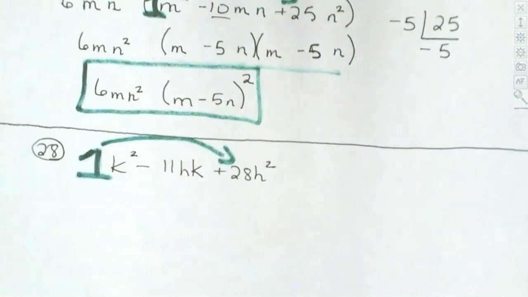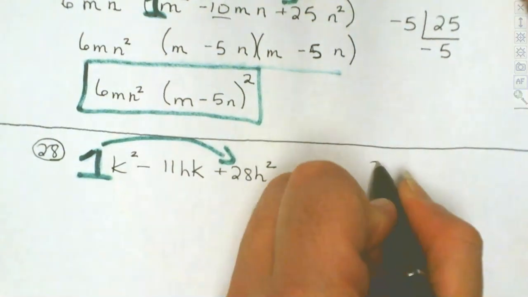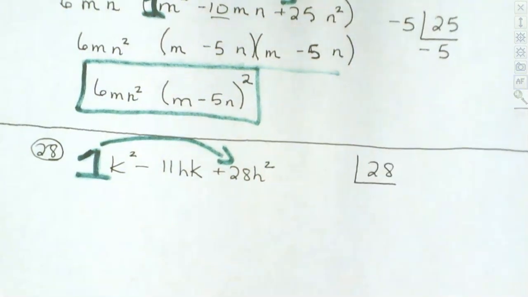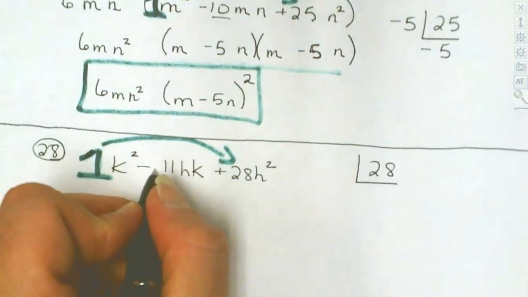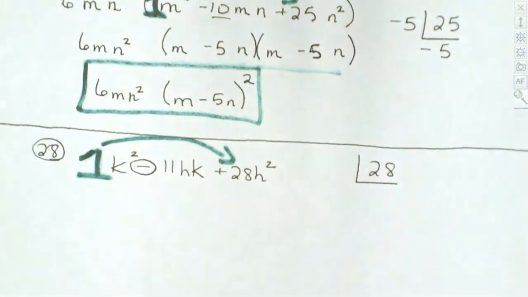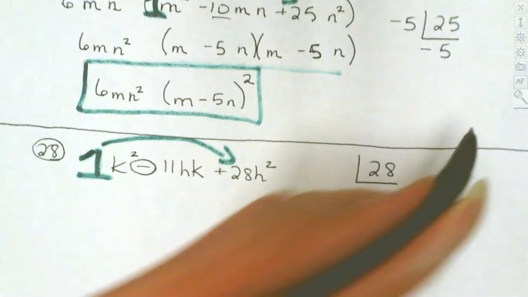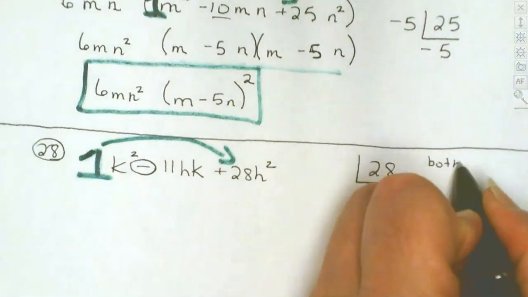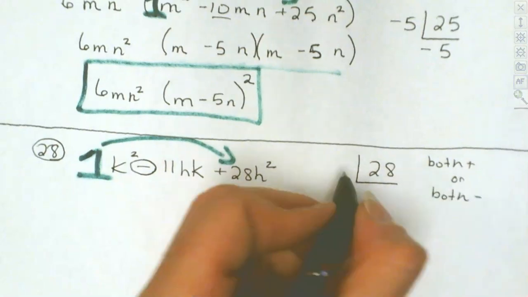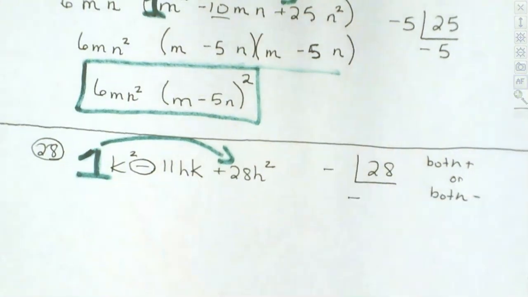1 times 28 is 28. 28 is a positive number. The sign in the middle is negative. 28's positive, so they're either both positive or both negative. The sign in the middle is negative, so they're both going to be negative.